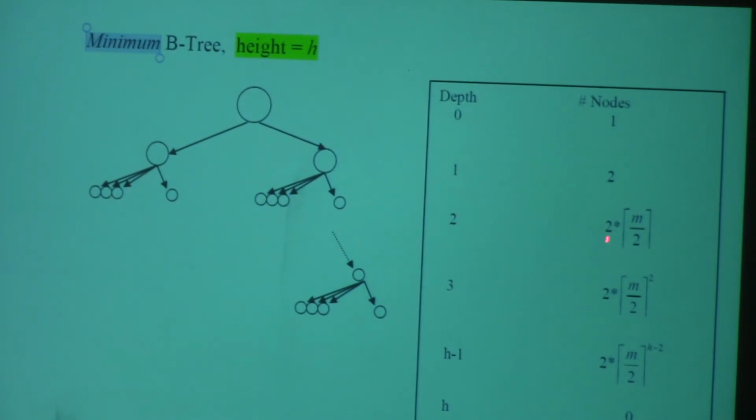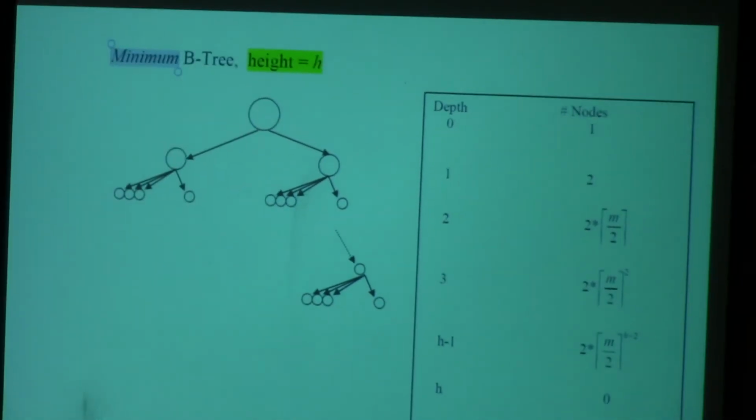So you can see the number of nodes at depth 2, depth 3, and then depth h-1, and finally depth h, which is basically all external nodes. These are just null pointers. So we go from 0 to h-1. That is the number of nodes. So how do I know how many nodes that's going to be? Well, all we need to do is to sum all of these.